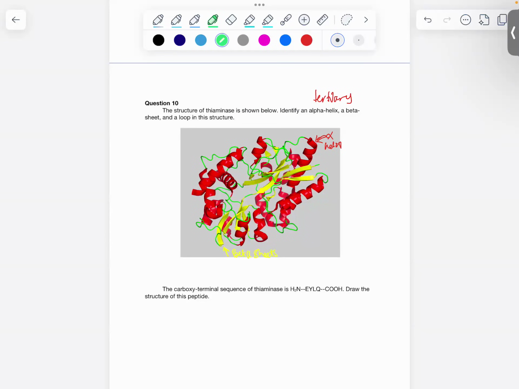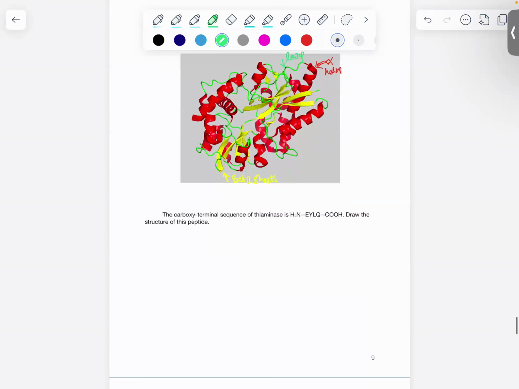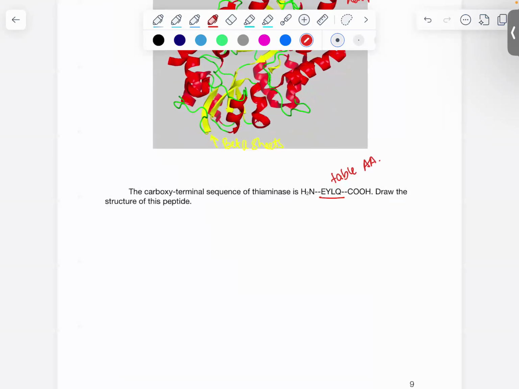And then finally, these green areas are your disordered loops. The next part of this question is asking you to draw an amino acid sequence. And so for this, we would need our table of amino acid structures to help us fill in our R groups. But before we even do that, we can draw out the backbone of a peptide sequence.